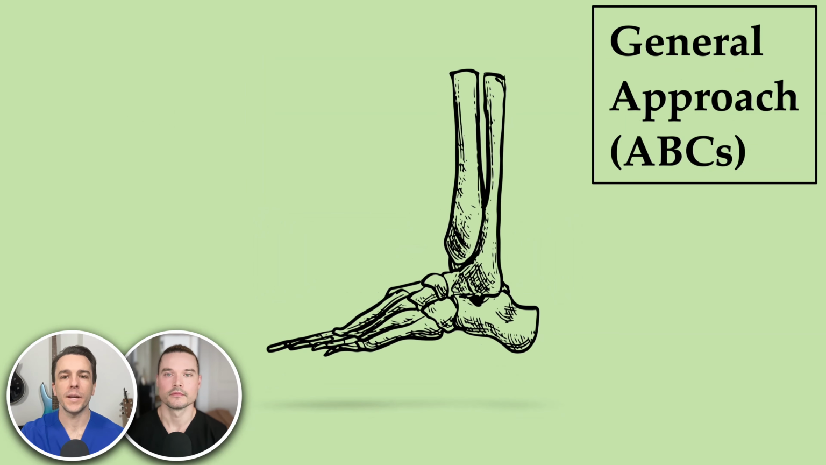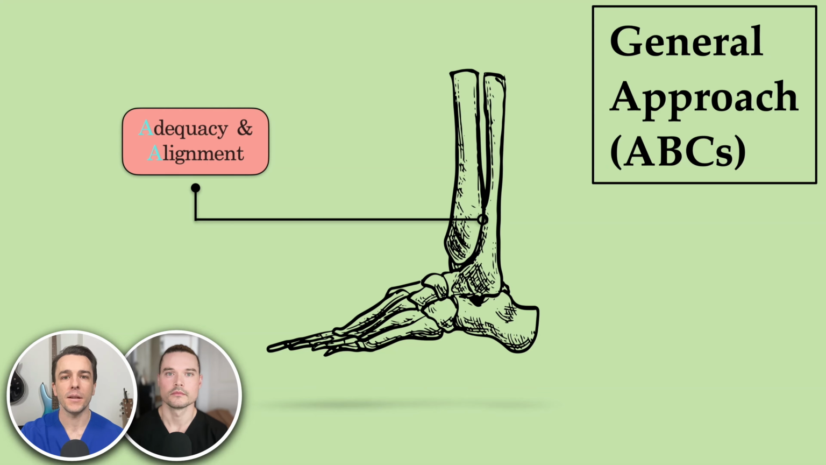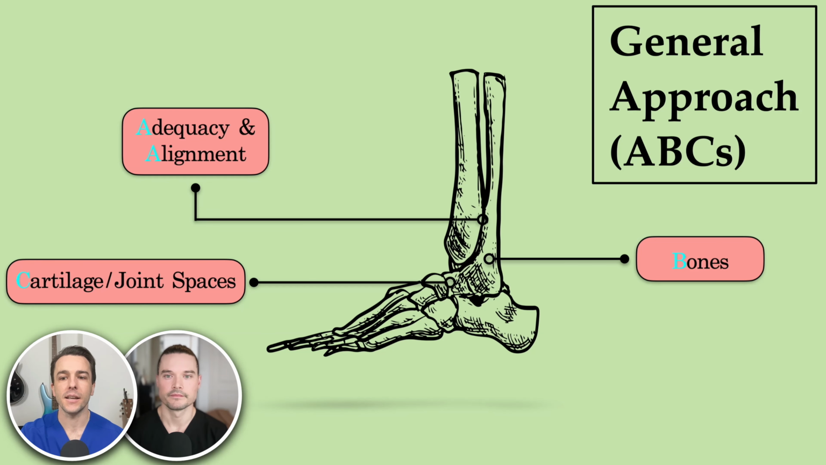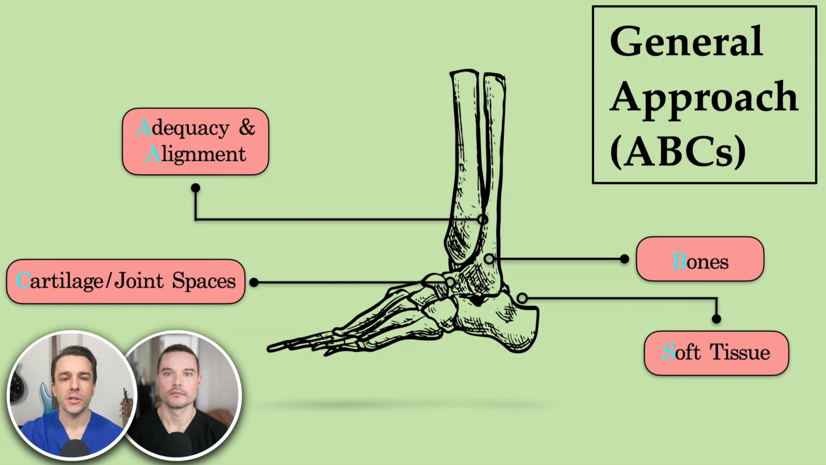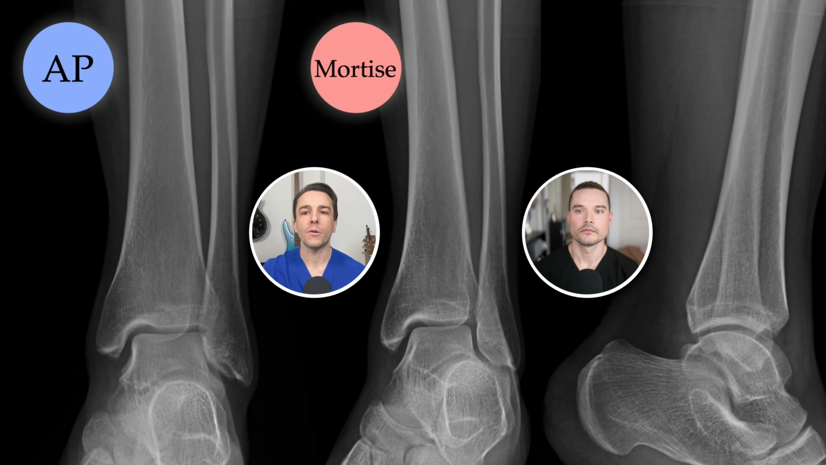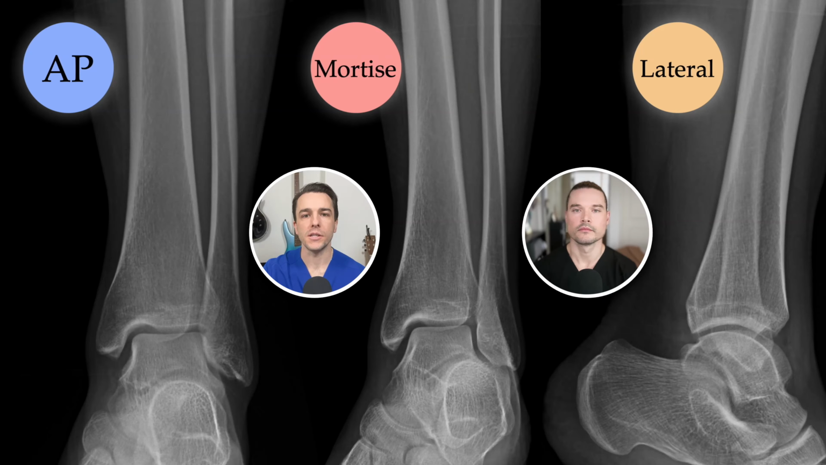So in review, we have our general approach to the ankle x-ray, similar to all our orthopedic films, starting with adequacy and alignment, B for bones, C for cartilage and joint spaces, and lastly, soft tissues. Next, let's review our AP, our mortise view, and our lateral. These are all of the views that are necessary when obtaining an ankle trauma series or ankle series in general.